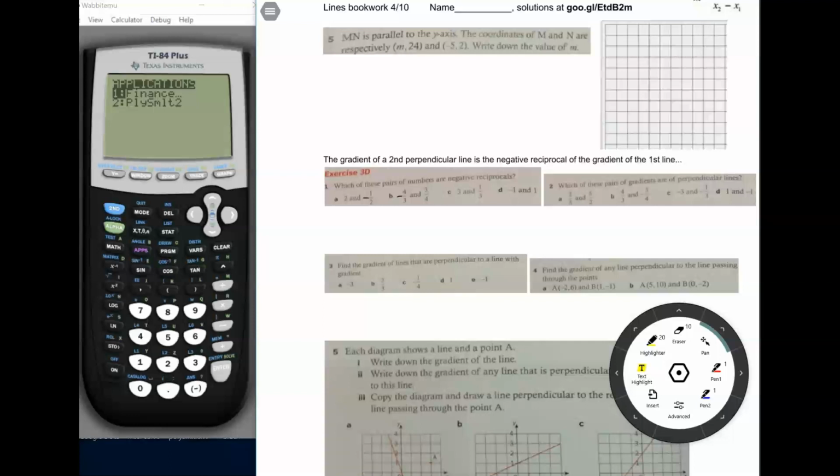Page 4 of lines. Number 5 says, line MN is parallel to the y-axis, and the coordinates of M and N are M, which is an unknown value, comma 24, and negative 5, comma 2. Write down the value of M. Okay? So I'm going to try to graph some of these points here.